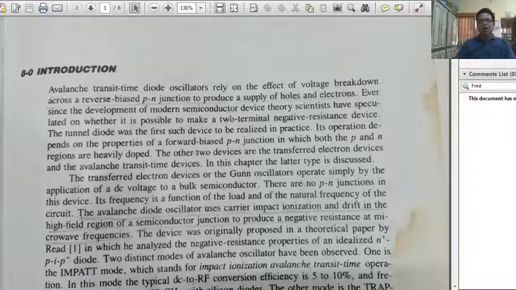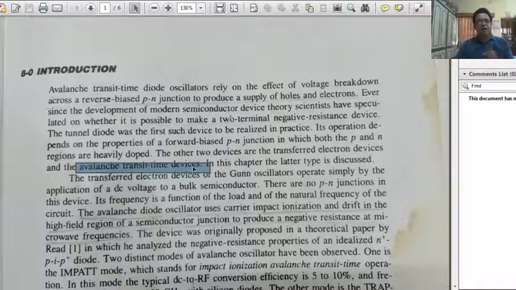The other two devices are transferred electron devices, TED, the chapter we are going to understand, and the avalanche transit time devices. There are two kinds of devices in this chapter. One is transferred electron devices. The second is avalanche transit time devices.